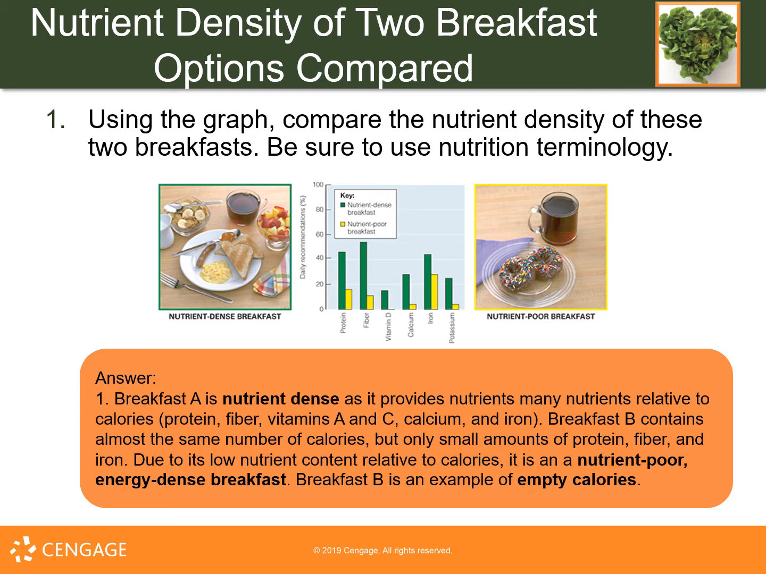So you can see that breakfast A is the more nutrient dense option. It has more protein, it's going to have more fiber, carbohydrate choices, versus the nutrient poor breakfast, which you see it looks like black coffee, which is going to have almost no calories. It doesn't have the cream and sugar in there, but then the donuts will provide a lot of sugar, but it's not very nutrient dense because you don't have protein, fiber, vitamins, and minerals. So option A would be the better option here.